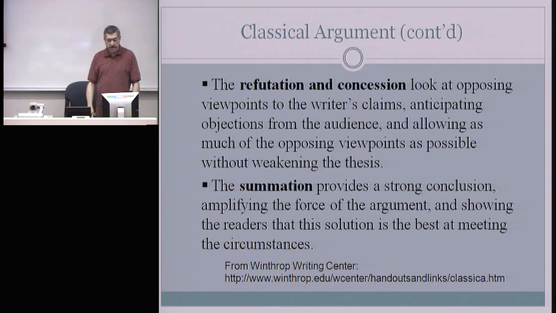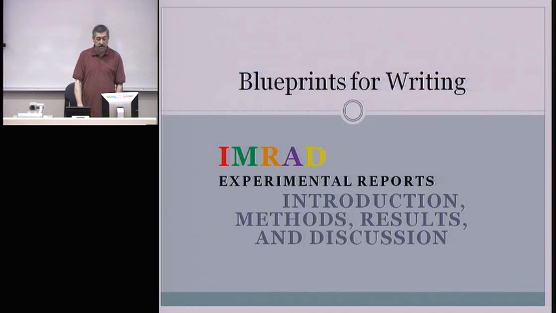And the fourth section is the refutation and concessions, looking at the opposing viewpoints of the writer's claims, anticipating any objections from the audience, and allowing as much of the opposing viewpoints as possible without weakening your thesis. And the final section would be the summation, providing a strong conclusion, amplifying the force of the argument, and showing the reader that this solution is best at meeting the circumstances you presented in the first half of your paper.